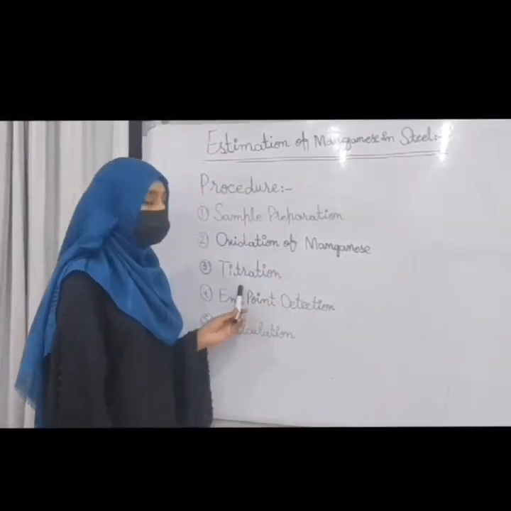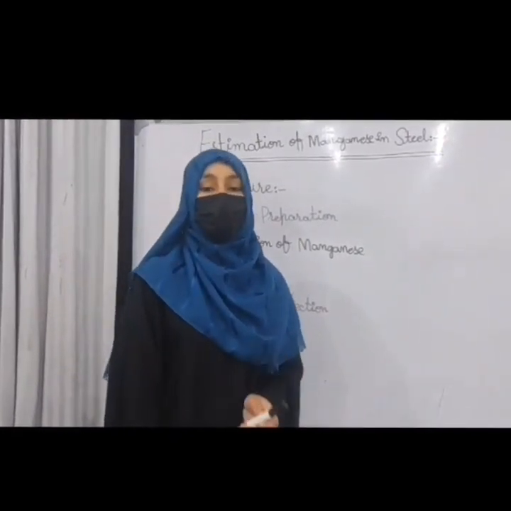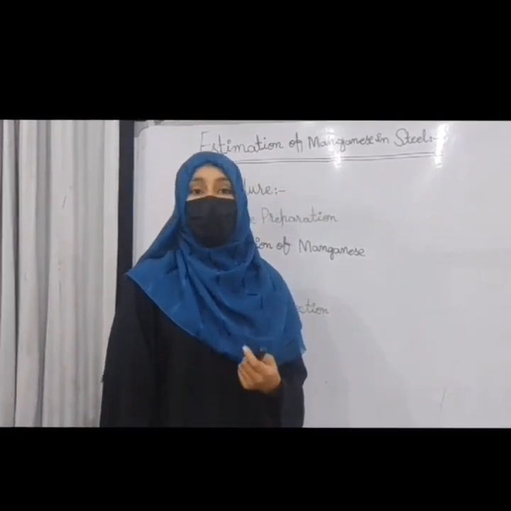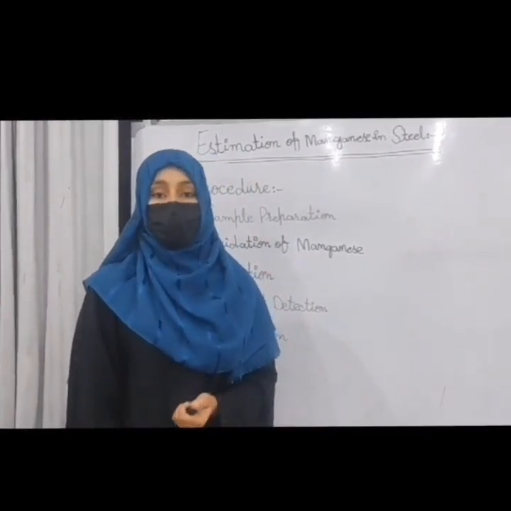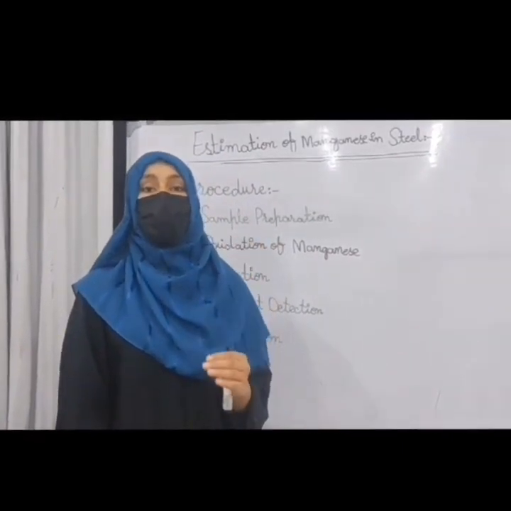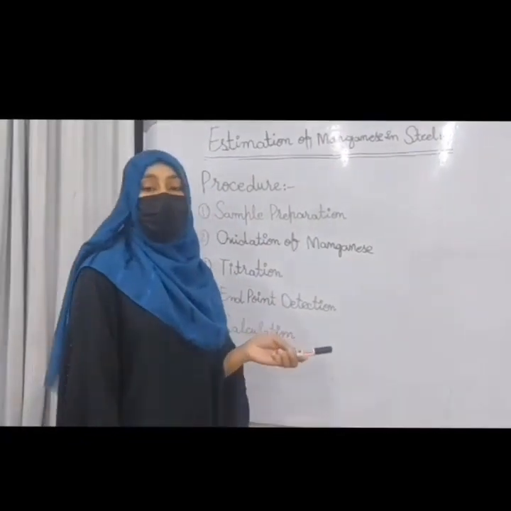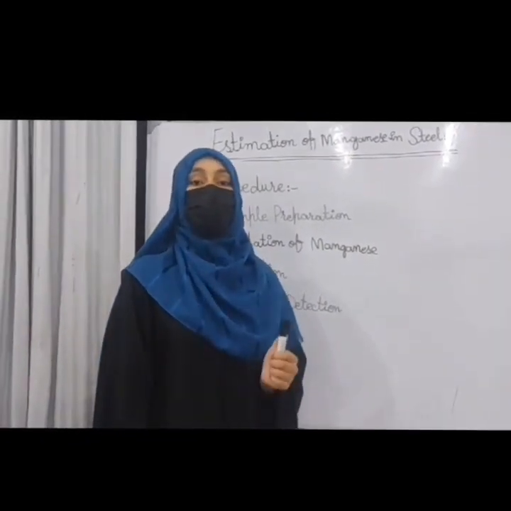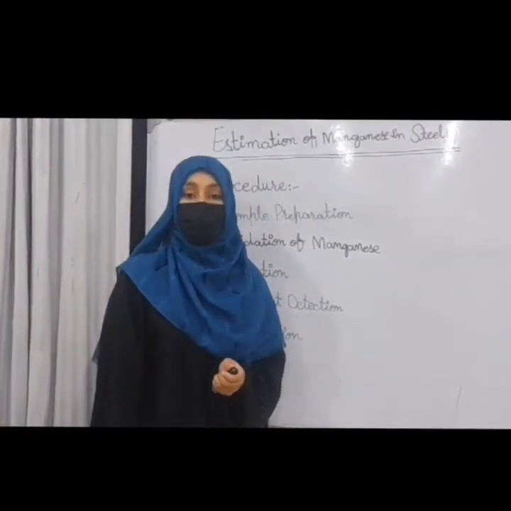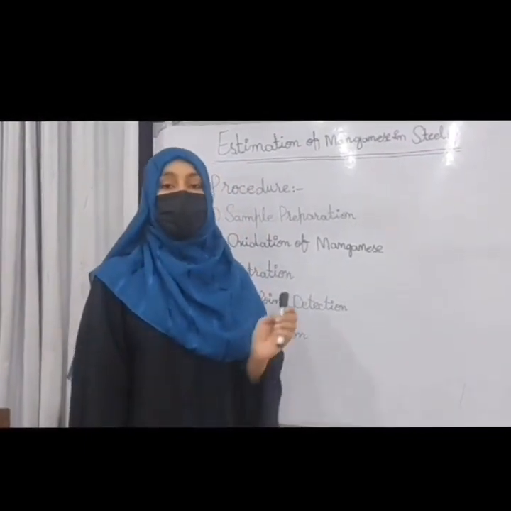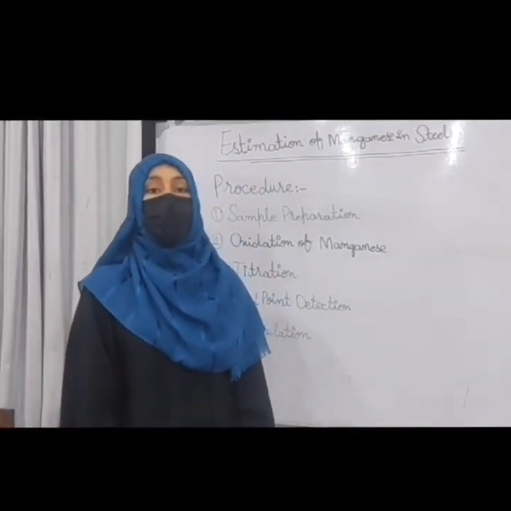Third step is titration. The assessed potassium permanganate ion KMnO4 is titrated with a reducing agent like oxalic acid or sodium oxalate. Titration is done by using a burette to add titrant gradually in the solution. Number 4 is endpoint detection. Endpoint detection of the titration is indicated by the color change in the solution. Because I have used potassium permanganate, the solution changes from pink to colorless. It means all the manganese ions have reacted with the titrant.